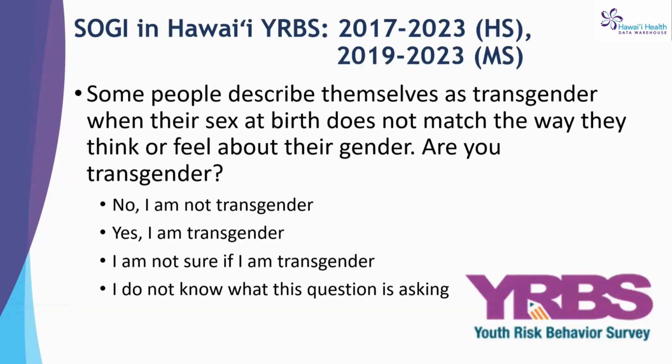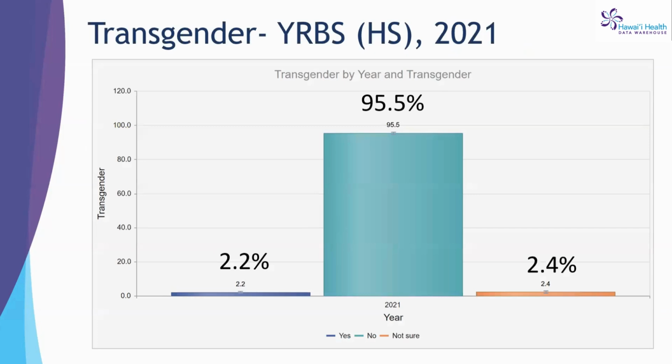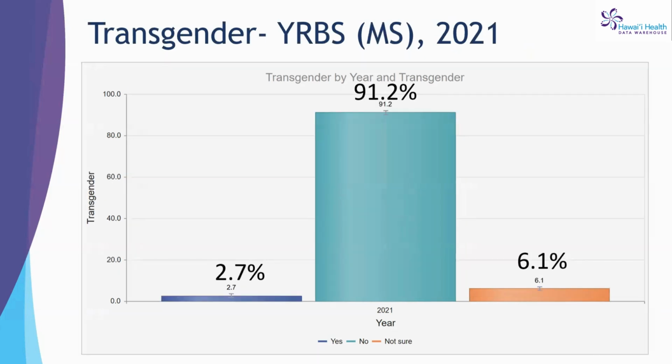Many kids at this age are still trying to understand their sexuality. Hawaii introduced a question about transgender status in 2017 for high schoolers and 2019 for middle schoolers. Here's the question and its response options. Our most recent data shows that only 2.2% of high schoolers identify as transgender, but this still equals 1,000 high school students in the state. For our middle school students, the percentage is similar, with 2.7% of middle school students identifying as transgender, and this equates to about 800 students.